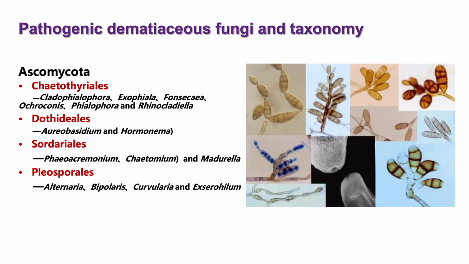The pathogenic dematiaceous fungi mostly belong to the Ascomycota and to the following four orders: the Chaetothyriales, including Cladophialophora, Exophiala, etc.; the Dothideales, mostly including Aureobasidium; the Sordariales, which are Phaeoacremonium and Chaetomium; and the Pleosporales, including Alternaria, which is quite often seen in transplantation patients, and Bipolaris, Curvularia and Exserohilum.